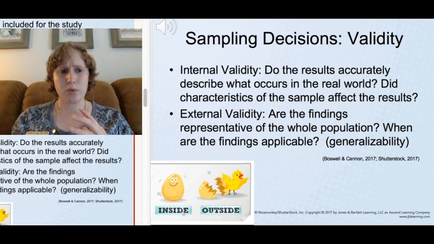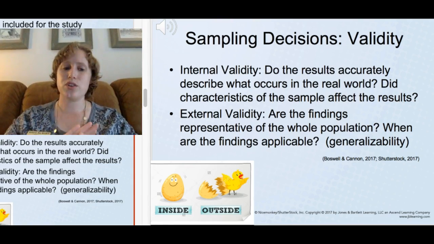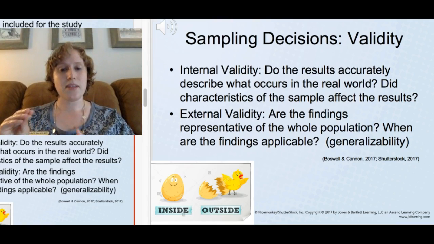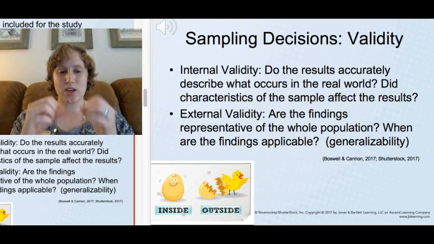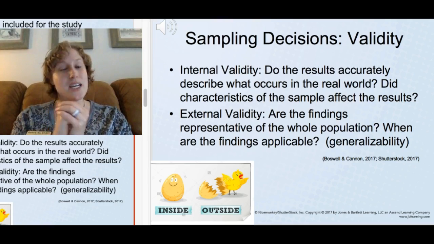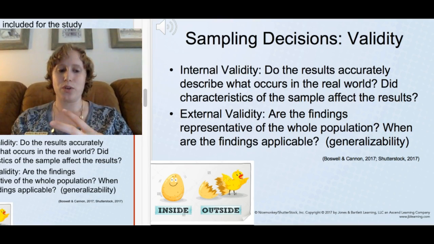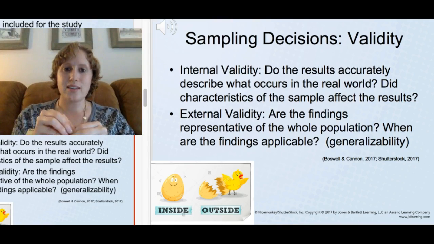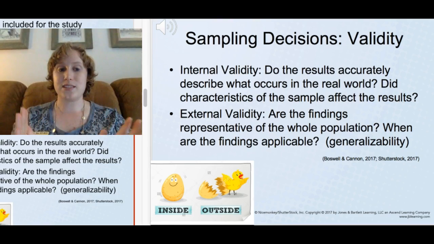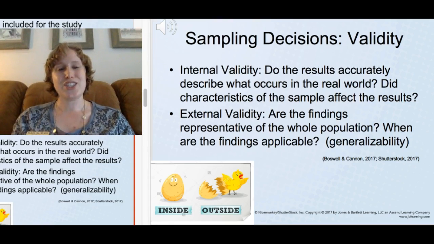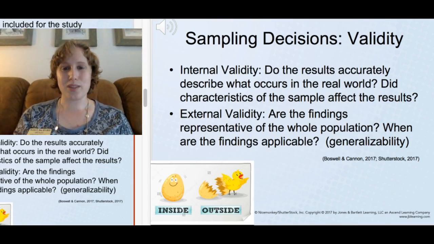Also a very important part of the decision is determining the validity, internal and external validity. When you think internal, I want you to think of the word describe, and for external, think of the word apply. Internal validity: does what's inside my study describe what's going on in the real world? Does my sample describe the real world? External: do the findings of my study, so we had our study and now we're looking outside of it, apply to the general population? That's that idea of generalizability that is so important.